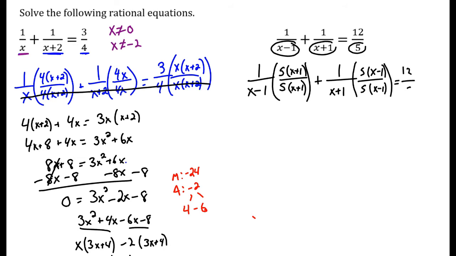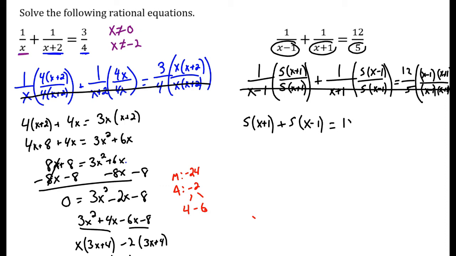The 12/5 needs both x minus 1 and x plus 1. So I need both x minus 1 and x plus 1. So I'm left with the numerator of 5 times x plus 1 plus 5 times x minus 1 equals 12 times x minus 1, x plus 1.